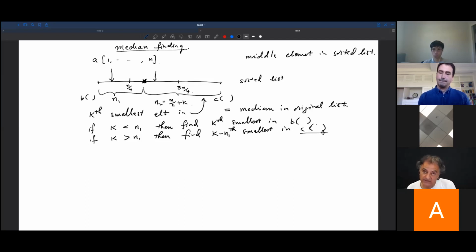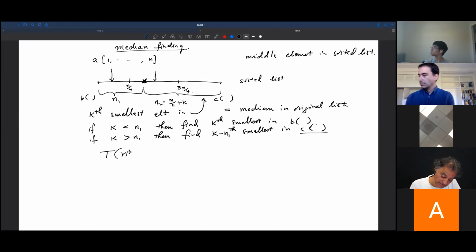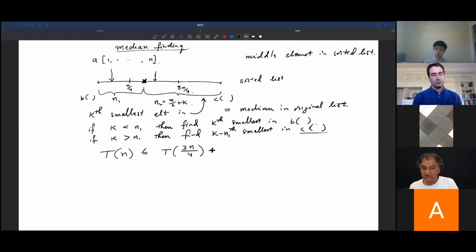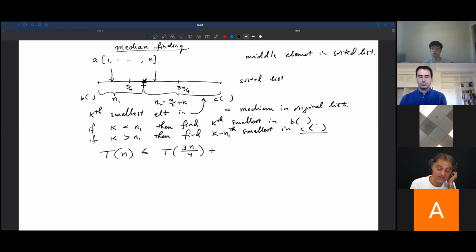Okay. So now, how long does this whole thing take? Well, what we are guaranteed is that n1 and n2 are both smaller than 3n over 4, right? Because we split the list at some point between n over 4 and 3n over 4. So what we'll get is a recurrence, which is T of n is at most T of 3n over 4 plus the time required to do this processing after picking this middle element. But all we are doing is comparing to every element in the list. So that's order n.